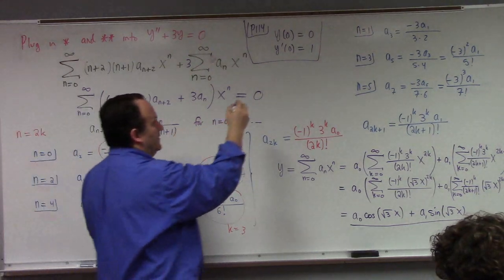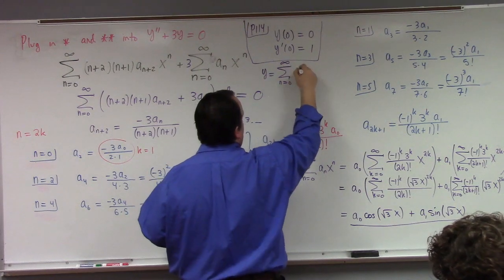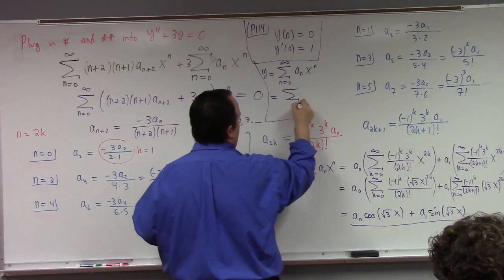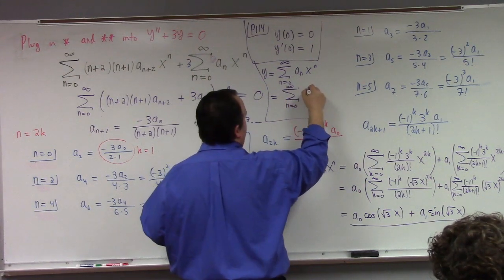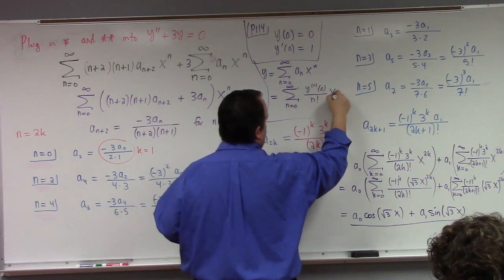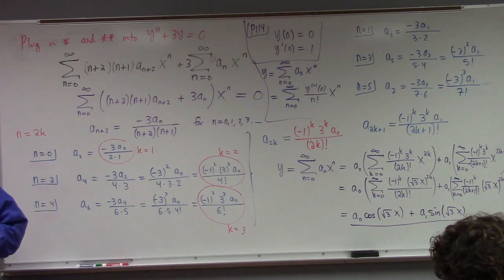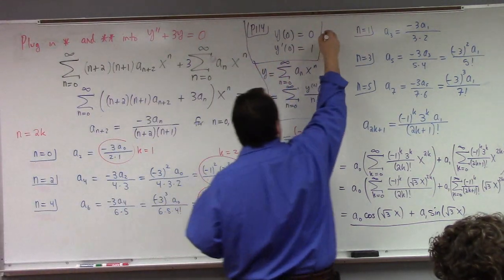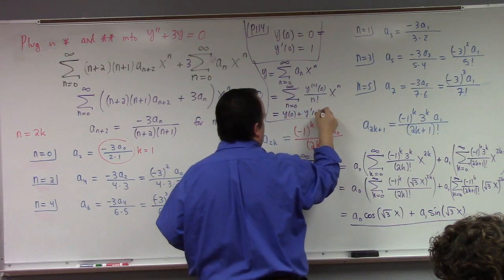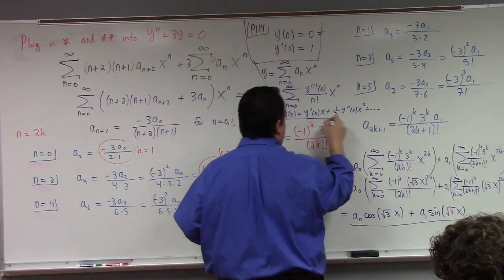Think about this. If y is the sum, n equals 0 to infinity, of a sub n x to the n, you can also notice that it's the sum, n equals 0 to infinity, of the nth derivative of y evaluated at 0 over n factorial times x to the n. This is Taylor's theorem. So this tells me that y is y of 0 plus y prime of 0 times x plus 1/2 y double prime of 0 times x squared plus and so on. That's all the notation above means.